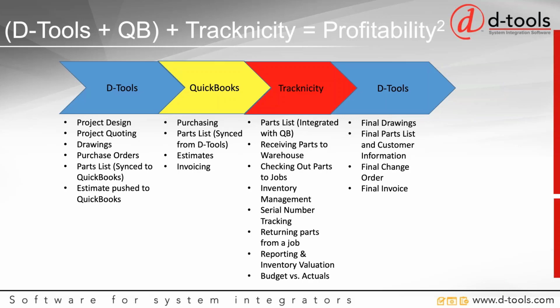And then what that allows you to do at the end of the job is go back into D-Tools, do your final drawings or your as-built drawings, get your final parts list and customer information. So you take those parts that you added through Tracknicity in the job and you go back into D-Tools and put them into D-Tools to make sure that you invoice for them and you know that you installed them at the customer site, which ultimately is going to help you produce your final change order or your final invoice and make sure that you get billed for all the parts that you used on that job. So that's kind of the flow of how D-Tools and QuickBooks and Tracknicity work together.